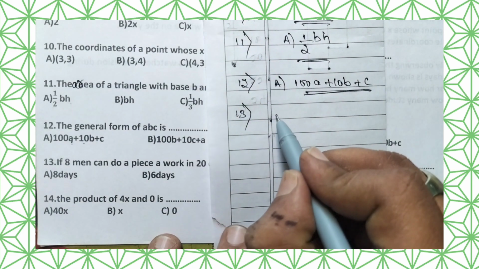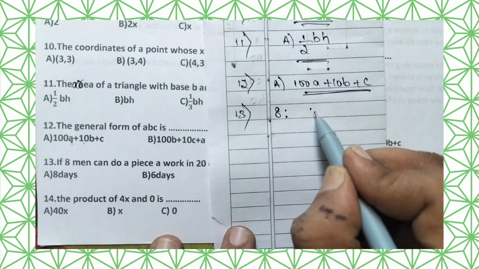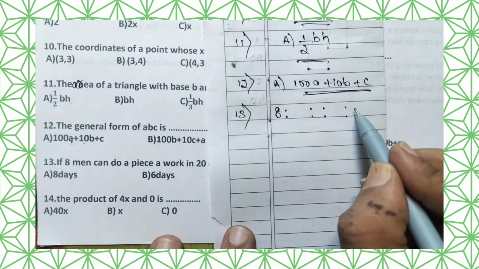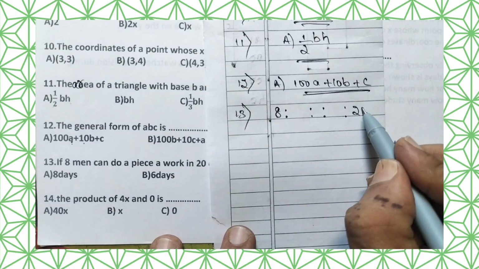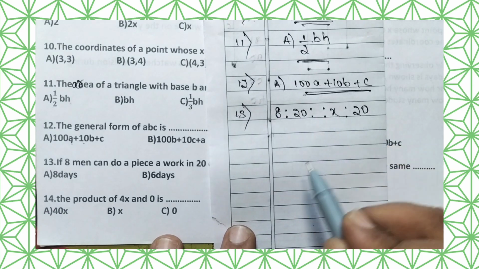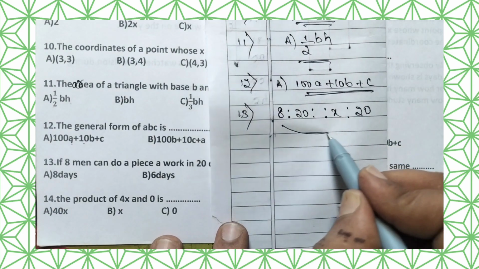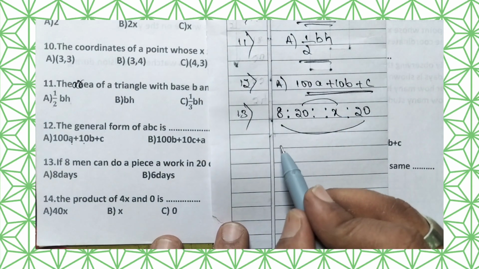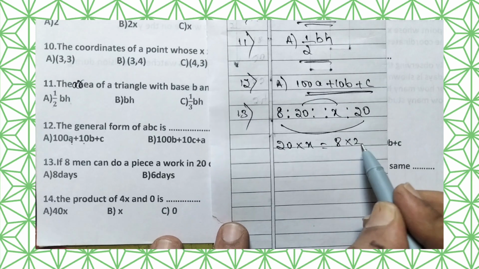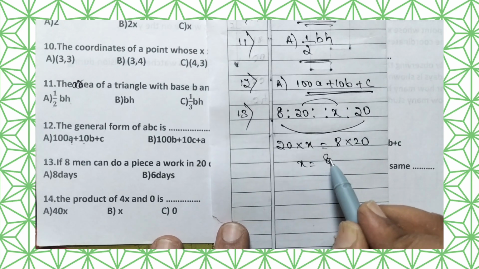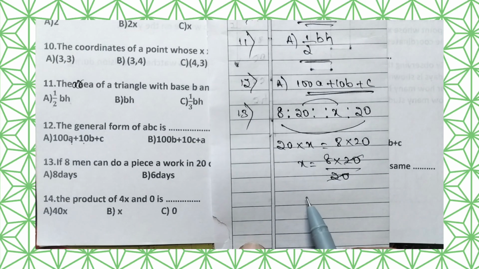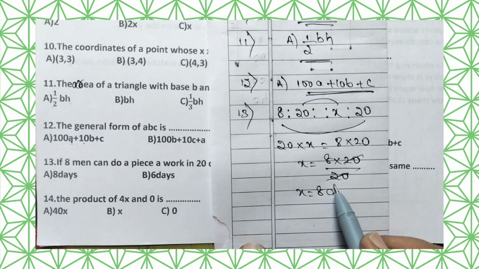So 8 men can do a piece of work, ಇದು ಇನ್ವರ್ಸ್ ಪ್ರಪೋರ್ಷನ್ ಅಂತ ಗೊತ್ತಾಯಿತು. 8 men can do a piece of work in 20 days. Therefore 20 men can do the same work in how many days? X days. So multiply both the means and both the extremes. So now 20 into x is equal to 8 into 20. So x is equal to 8 into 20 divided by 20. 20 cancel, x is equal to 8 days.